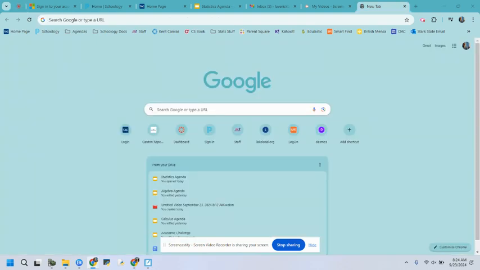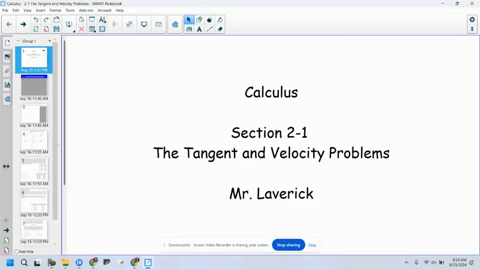See, now it's not giving me a countdown. Now it's just putting me right into it. I don't know. Last period, it gave me a countdown. Whatever. Here we go.